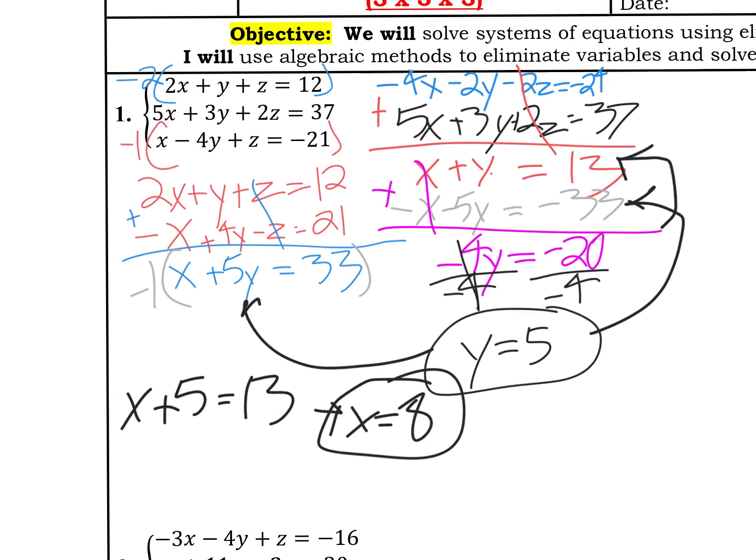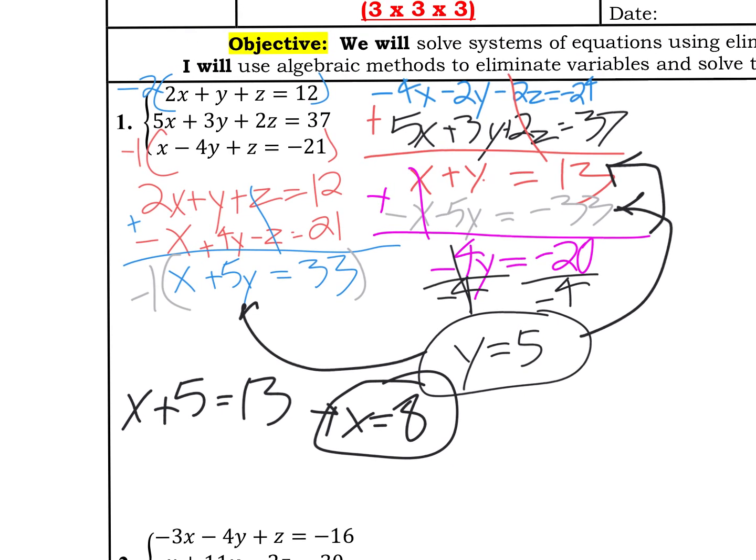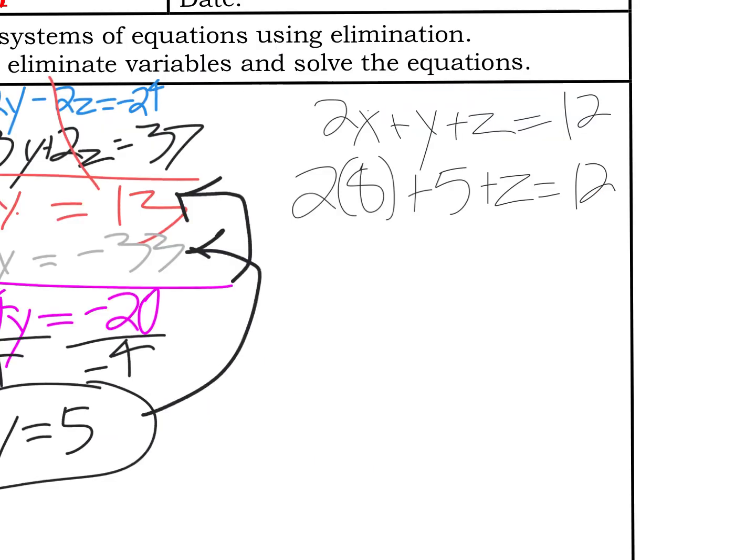Okay? And at this point, now you want to go back to one of the original equations. It could be any one of those first three lines and just plug in your x and your y values. So I'll just look at that top equation. So my top equation, 2x plus y plus z equals 12. I'm plugging in 8 for x and 5 for y. So I have 2 times 8, that's going to be 16, plus 5 plus z equals 12. And so 16 plus 5, that makes 21. So I have to figure out 21 plus some number z equals 12.